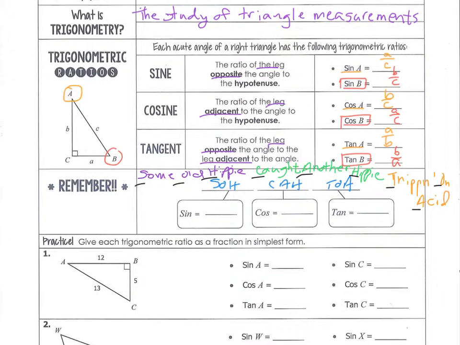And so as you're doing your ratios, that's perfect for this group because you're all singers, not all of you, but some of you. All right, so over here you're going to put sine is some old hippie caught another hippie tripping on acid.